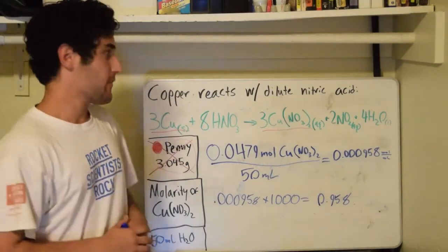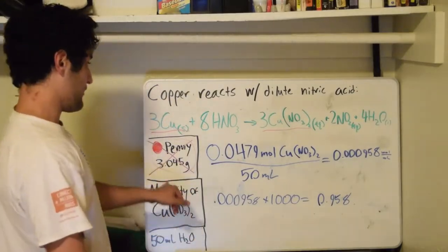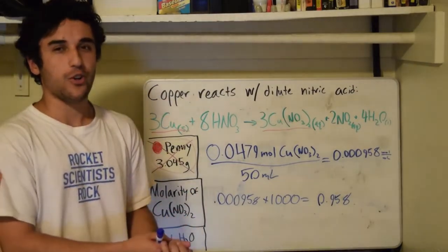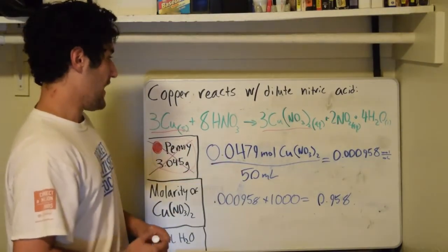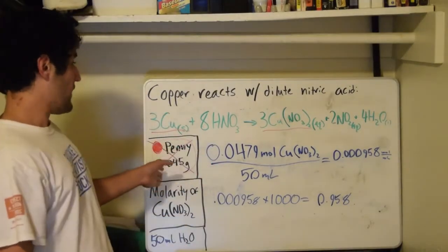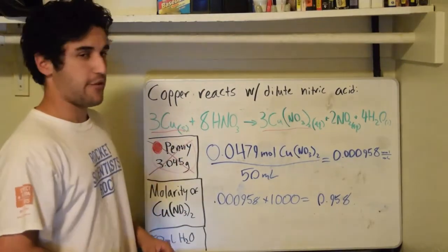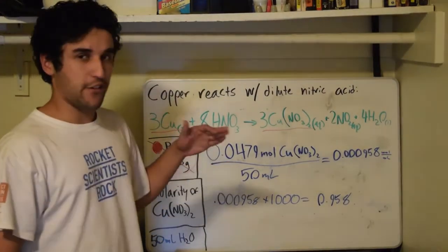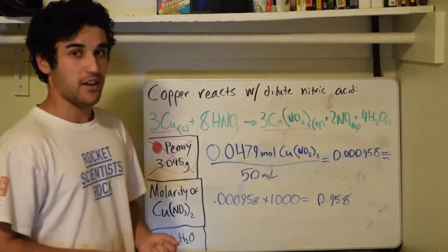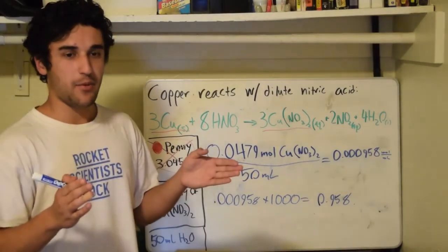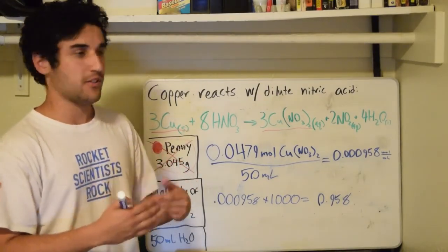And so to recap, the key things that helped me solve this problem is definitely know what your goal is. So we know that our goal was molarity of copper nitrate, and know where your starting point is. So they gave us a penny that's pure copper, 3.045 grams, and from there, at least with this problem, a lot of it was dimensional analysis and knowing your ratios. And as long as you have a starting point and an ending point, you can put together the puzzle and figure out what the intermediate steps are to get you to your goal.